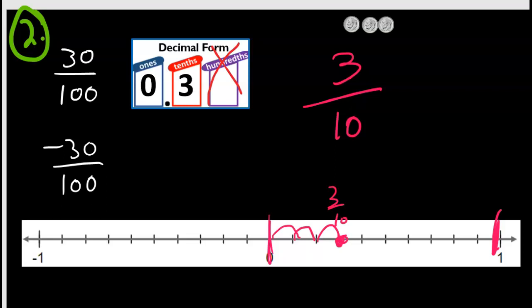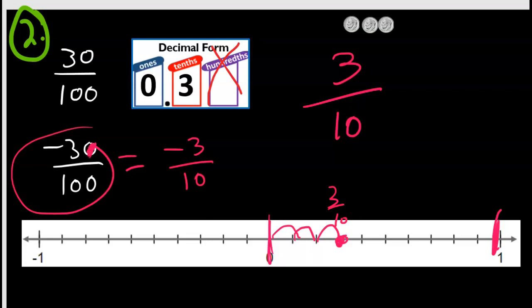And negative 3 tenths, negative 30 hundredths, which is the same thing as negative 3 tenths. Did you see what I just did there? A shortcut is just to take a 0 off of here and take a 0 off of here. And now you turn it into tenths. Take a 0 off of here, take a 0 off of here. Now you turn it into tenths. Kind of cool, right? And you can go the other way around if you needed to.